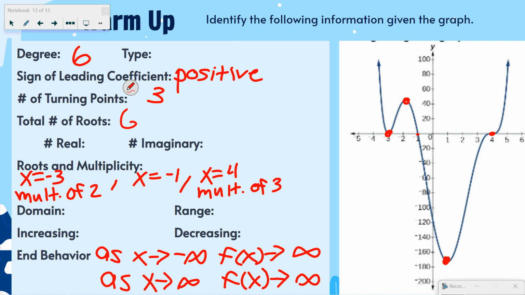Roots, right? Degree and roots always match. And was I able to see any imaginary roots? We got all 6 of those. What were they? They were all real. Yeah, I had no imaginary. I would need to know more information to see if there was imaginary, right?